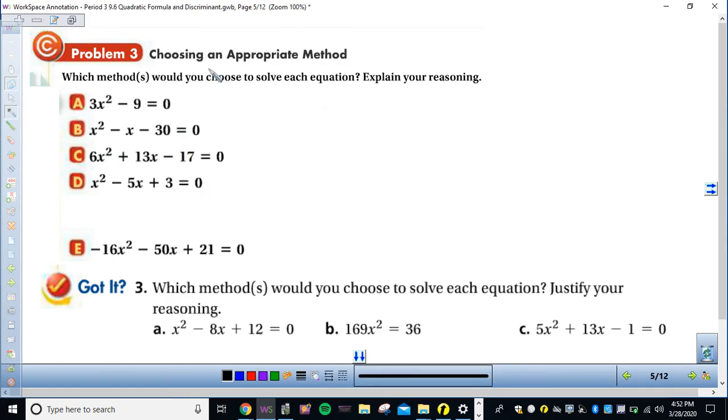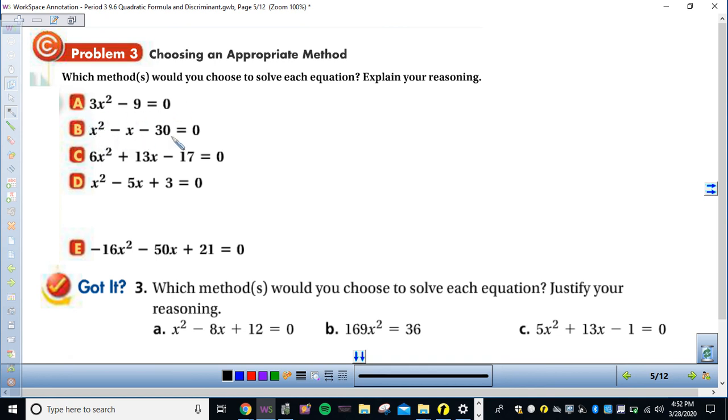All right, next example. So we want to look at, again, we're choosing the appropriate method. Which method would you choose to solve each equation? We want to explain the reasoning. So if we look at these equations here, we want to figure out what's the best way to do it. So take a look at A, B, C, and D. If I look at A, I could add the 9 over, divide by 3. So 9 divided by 3 is 3. I could solve just by solving for x.